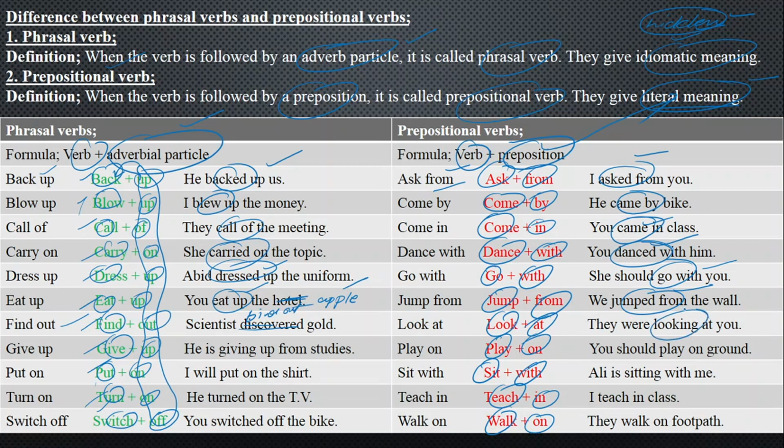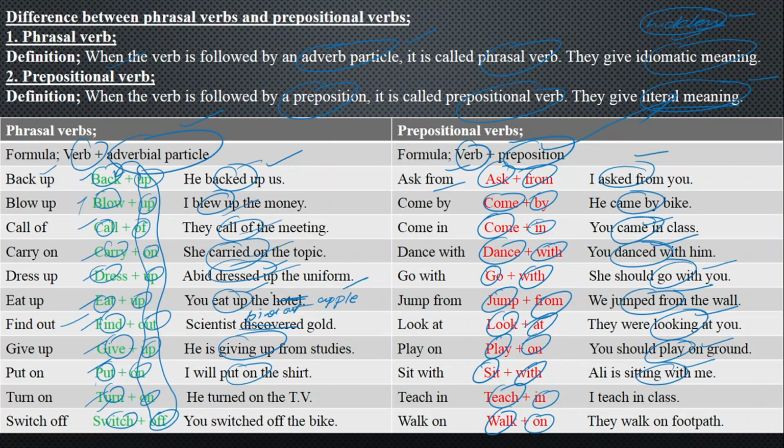He is giving up from studies means he's quitting the studies. He's surrendering from the studies. You should play on ground. Play on is giving the same meaning, on ground. And I will put on the shirt. Dress in the shirt. Sit with: Ali is sitting with. Now see, it is giving the literal meaning. They are giving the hidden meaning. That's why we call them adverbial particle, not the prepositions.